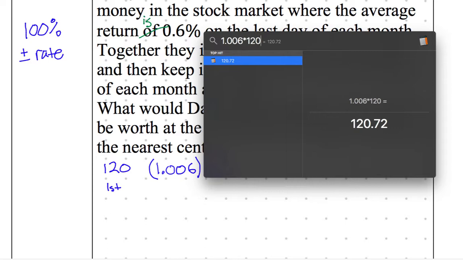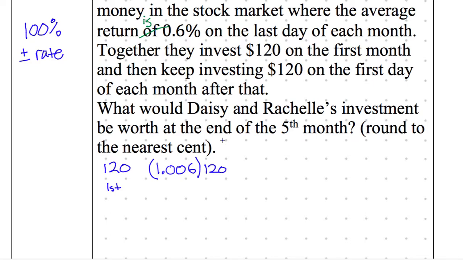Great. Hey, it's a stock market. That's an excellent return. That is slightly above inflation. But not only did you do that, you also added another $120 in, right?